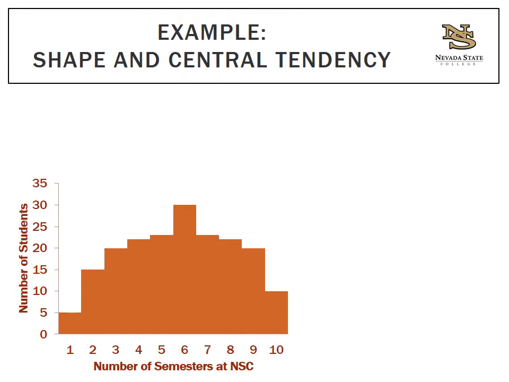Now let's take a look at a different data set, looking at the number of semesters at Nevada State College among a sample of students. So in this case, we can see that we have more of a normal distribution, less of a skew, right? Most of the students fall kind of in the middle between 5 to 7 semesters, and then it kind of tapers off as you get to the low and high end.